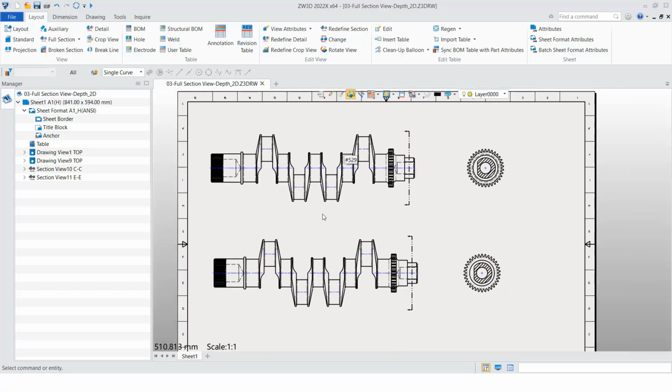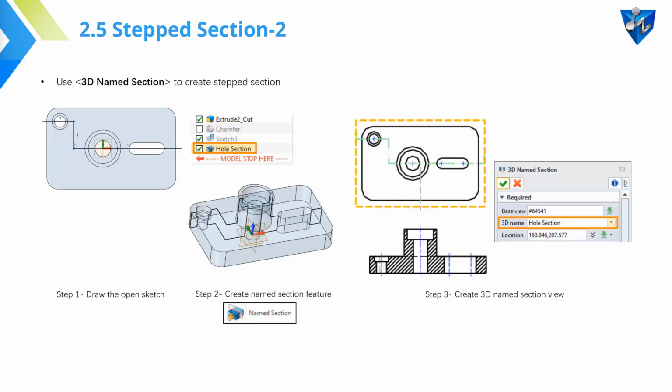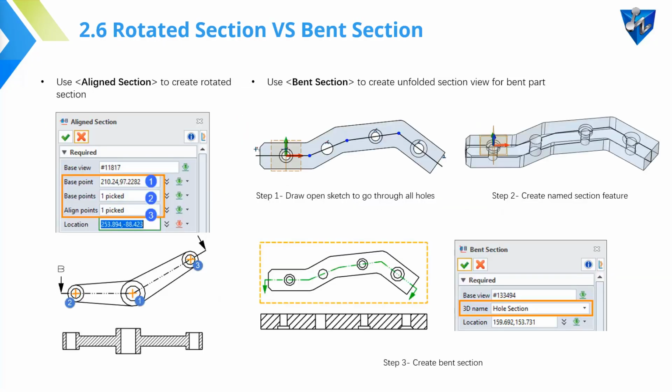Okay, so let's go back. Here I would like to show you how to create rotate section and bend section. Rotate section is for this kind of part, and the bend section is to show the holes on the part clearly, the shape, the size. It will be much more visual.